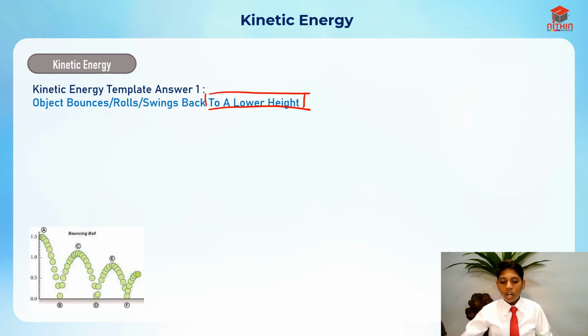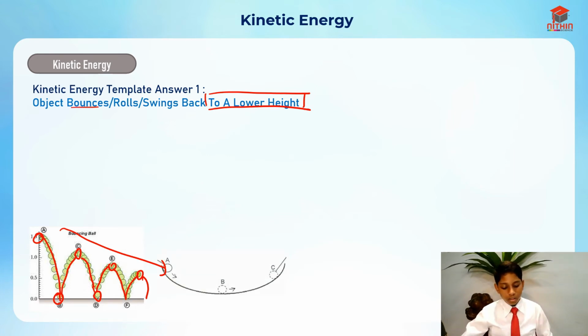So when the object bounces, you're throwing the object over here. The ball is being thrown and then it's going over here. This is the second height, going back down, then going up. Third height, going back down, coming back up. Fourth height. So you see that it is gradually decreasing, right? So this is basically the object bouncing to a lower height.